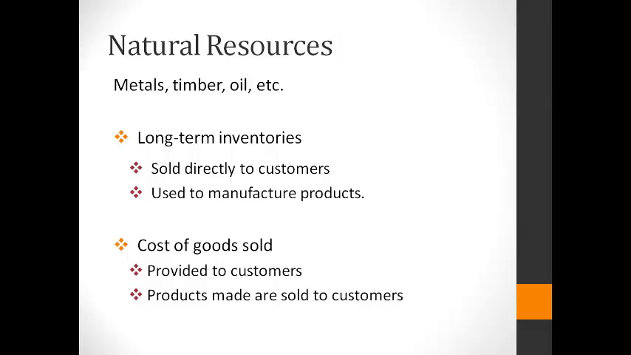Natural resources are reported as long-term inventories when sold directly to customers or used to manufacture products. The cost of natural resources is reported as cost of goods sold when the natural resources are delivered to customers. Common natural resources are metals, timber, and oil.